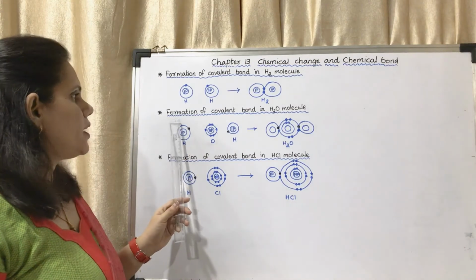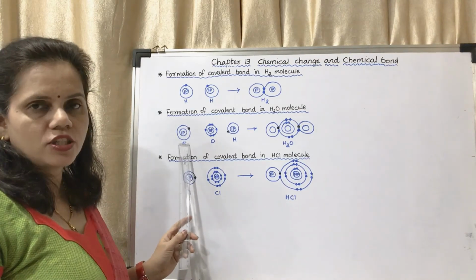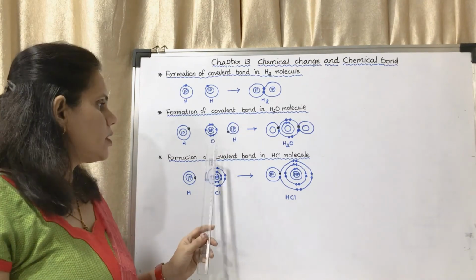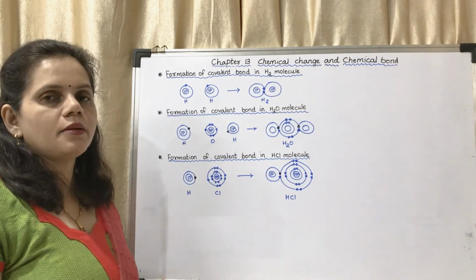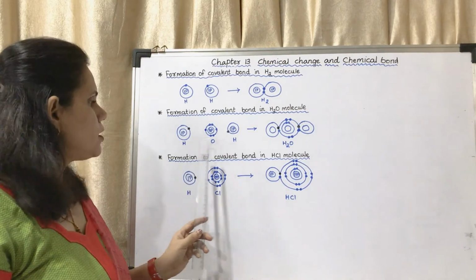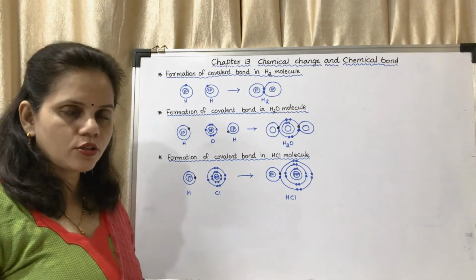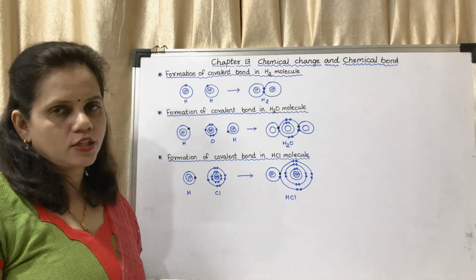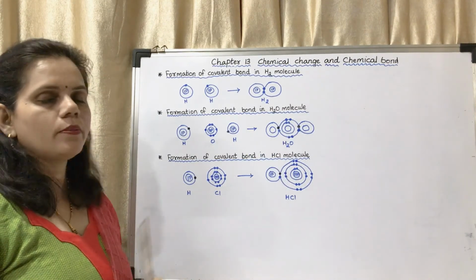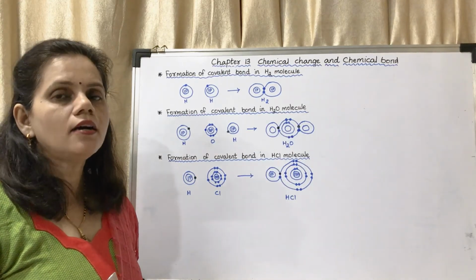Okay. Similarly, formation of covalent bond in H2O molecule. The atomic number of hydrogen is 1. The atomic number of oxygen is 8, and it is having electronic configuration 2,6. That means it needs 2 more electrons. This hydrogen is having 1 electron. So oxygen will share 2 electrons with 2 hydrogen atoms to form a covalent bond. You may see they have shared electrons to form H2O. There are 2 hydrogen on both sides and 1 oxygen in the middle.